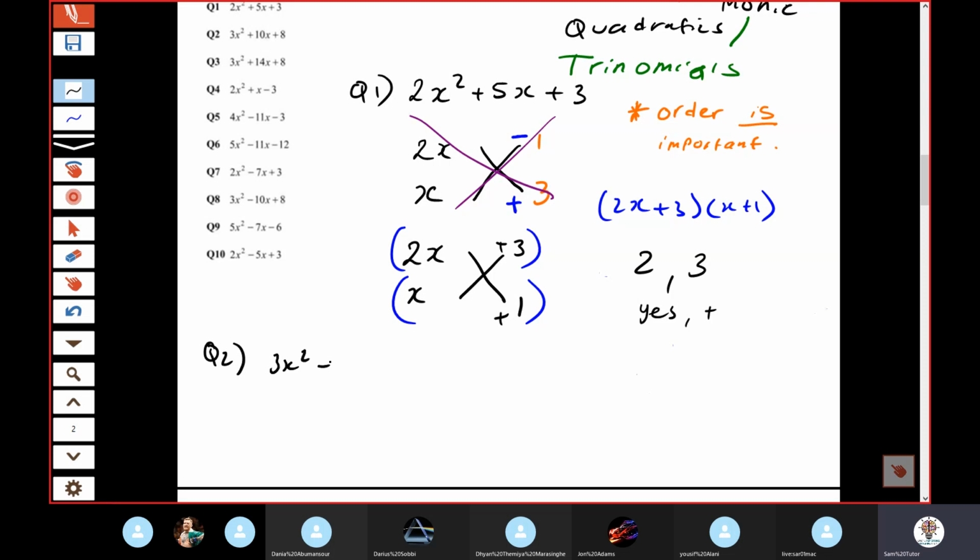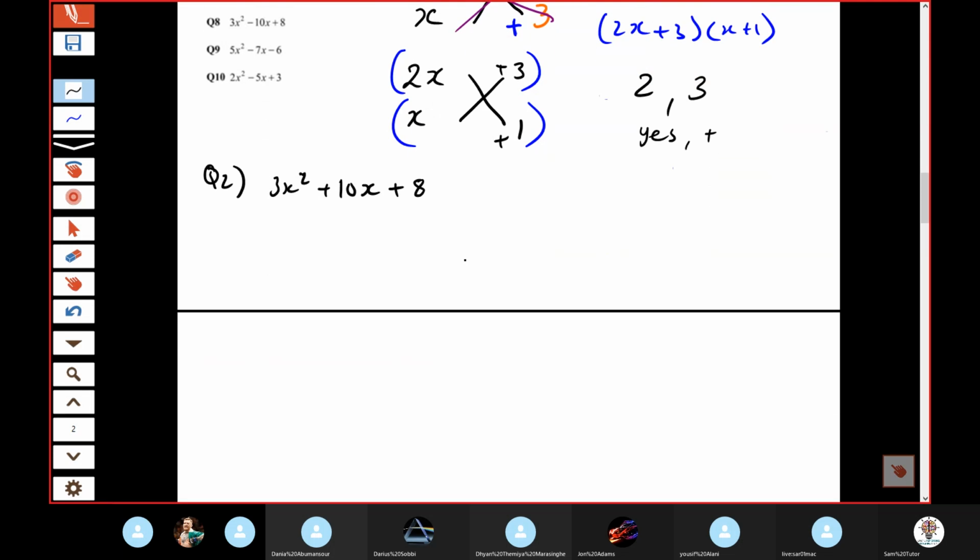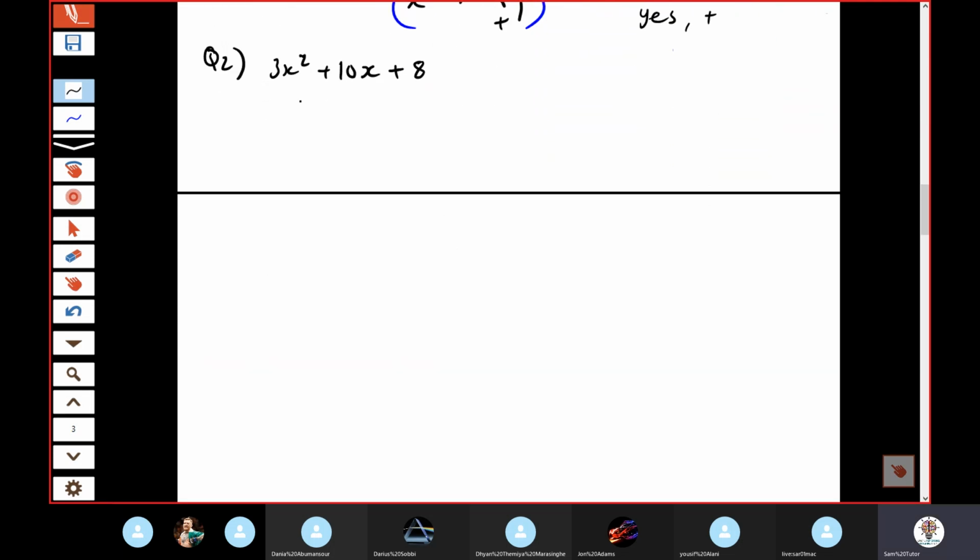Question 2. 3x squared plus 10x plus 8. All right, let's try this. What's two numbers that multiply to get me 3x squared? Well, that should be 3x and x. What's two numbers that multiply to get me 8? Sarah, give me two numbers that multiply to give me 8. 2 and 4. So we'll try that.